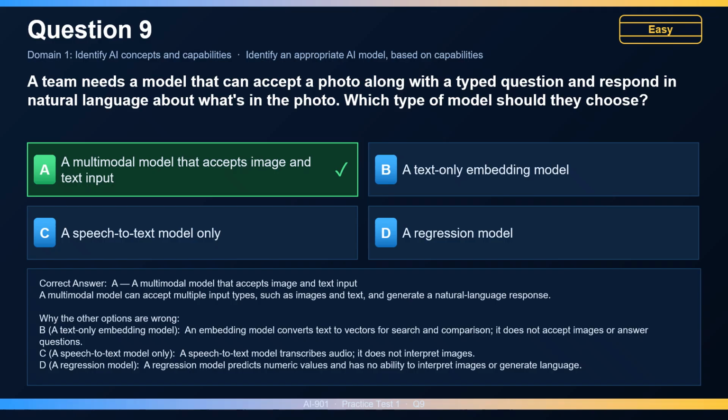A text-only embedding model is incorrect. An embedding model converts text to vectors for search and comparison. It does not accept images or answer questions. A speech-to-text model only is incorrect. A speech-to-text model transcribes audio. It does not interpret images. A regression model is incorrect. A regression model predicts numeric values and has no ability to interpret images or generate language.